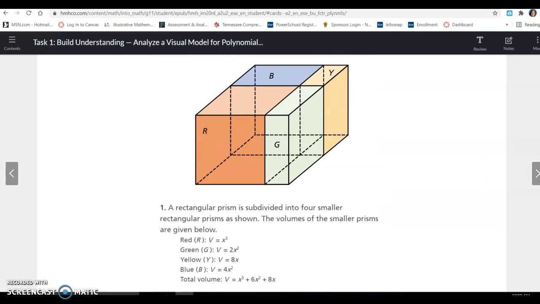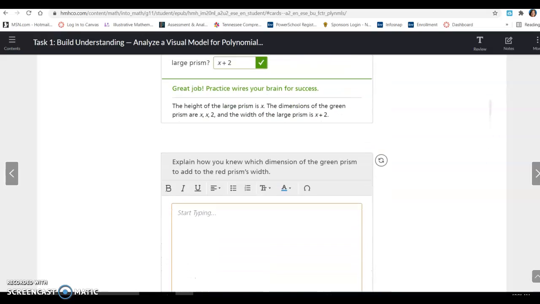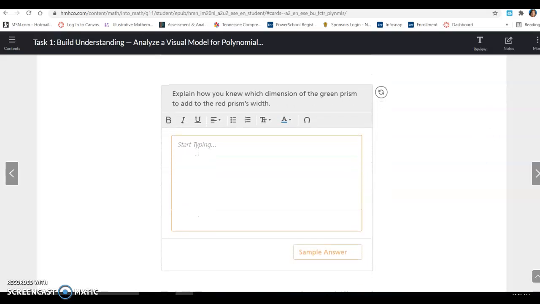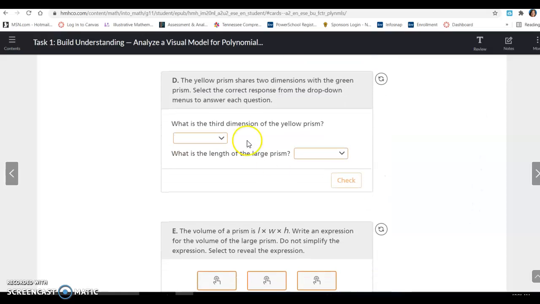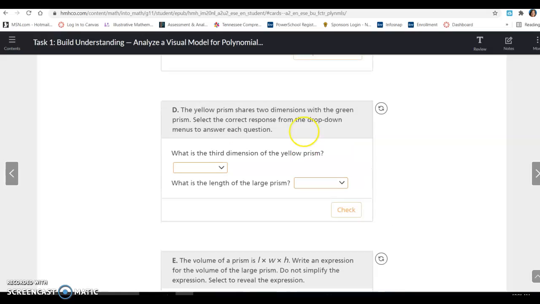We already determined that this was x, and this had to be 2, and we knew that all of these were x. So that means this width across from here is x plus the 2 here. All right, explain how you knew the dimensions of the green prism. The yellow prism shares 2 dimensions with the green prism. Select the correct response from the drop-down menu to answer each question. What is the third dimension of the yellow prism?